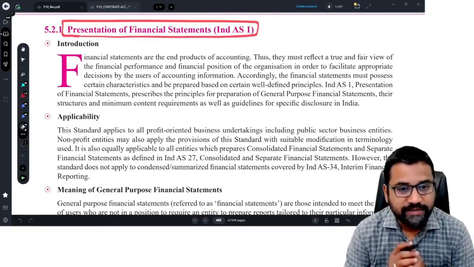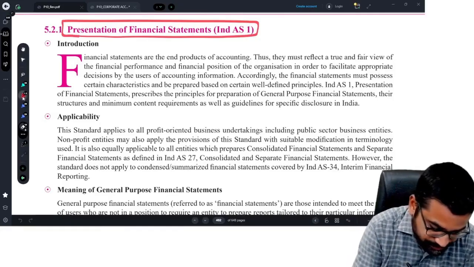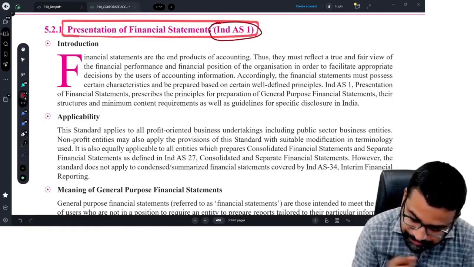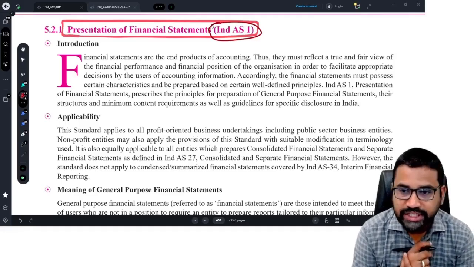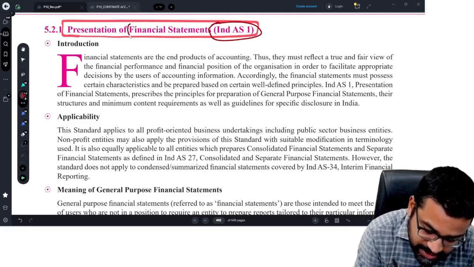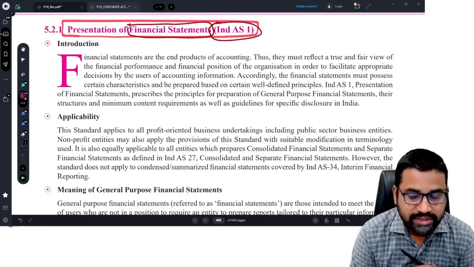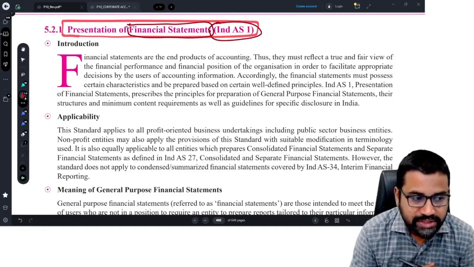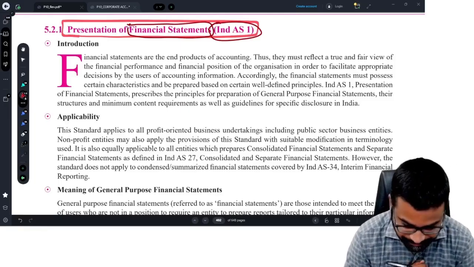The first standard for discussion in corporate accounting is Ind AS 1. What is Ind AS 1? Presentation of financial statements. So the name itself is saying it is all about financial statements. When you prepare financial statements, how presentation should be made in the financial statements.